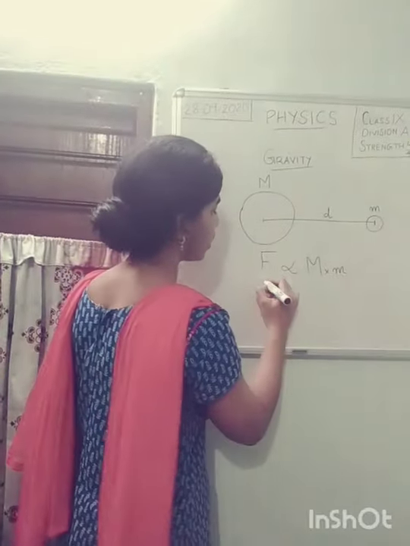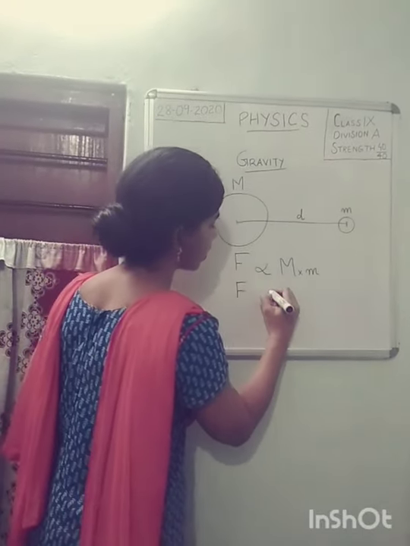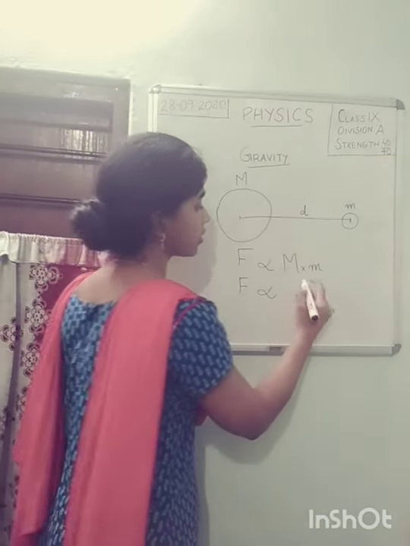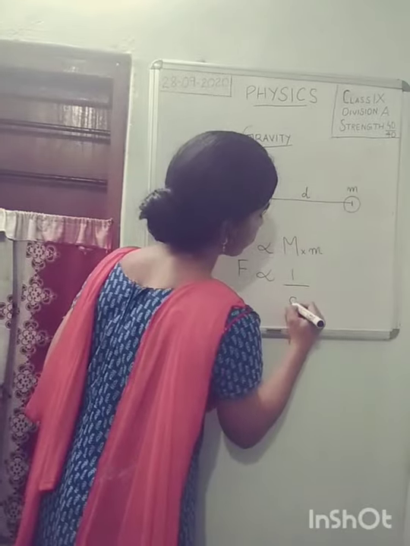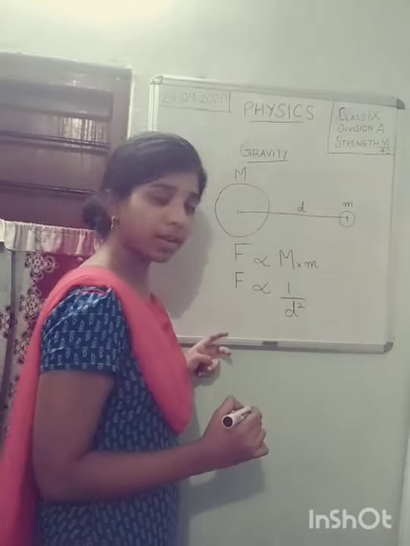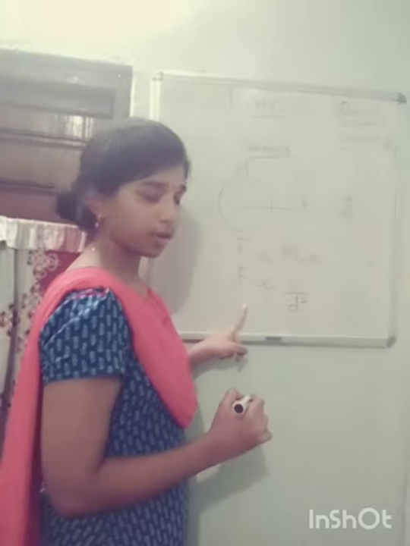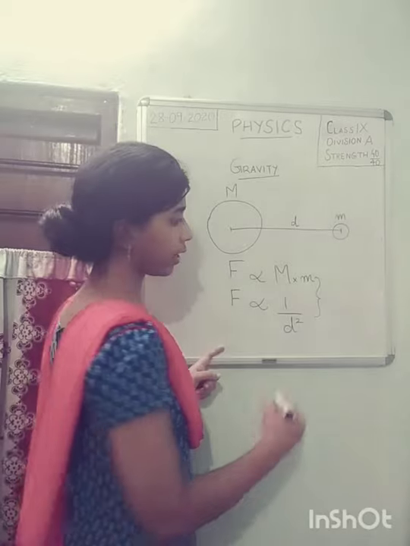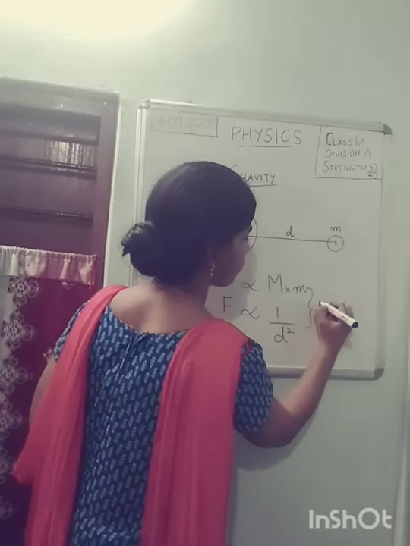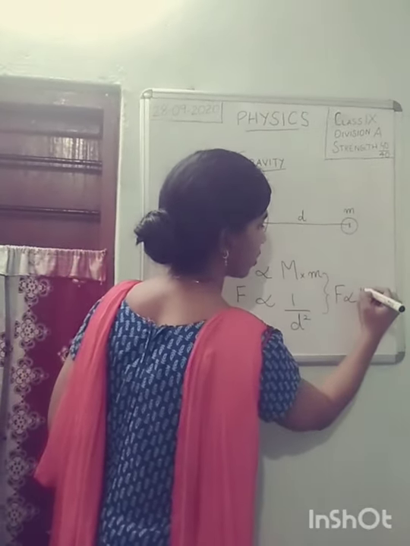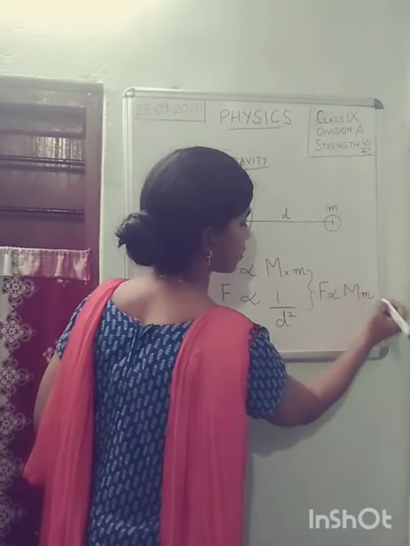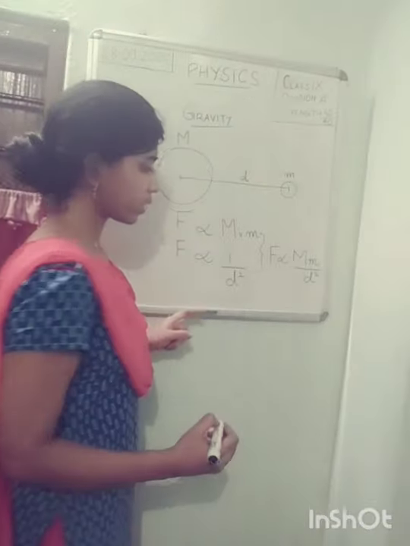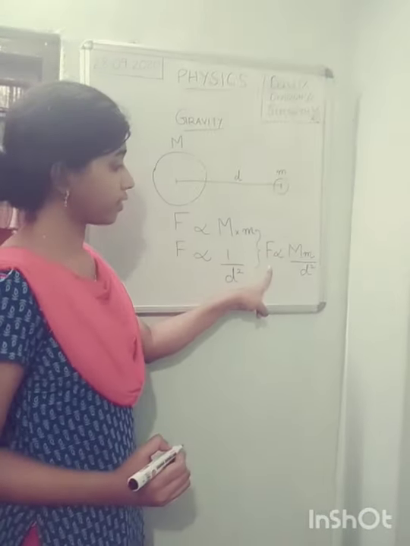And what does the second part of the law state? It states that this mutual force of attraction between any two objects is inversely proportional to the square of the distance between them. Inversely proportional to d square. Do you get it now? So on combining these two, what can I write? I can write the mutual force of attraction is directly proportional to M into m divided by small d square. This force is called gravitational force.